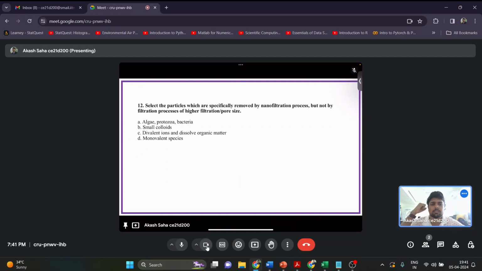So these are typically removed by the nanofiltration processes, whereas the monovalent species are very poorly removed by the nanofiltration processes. So option D is also not correct in this context. So the only correct option here is option C, that is the divalent ions and the dissolved organic matter. Okay, so this was about the nanofiltration process.